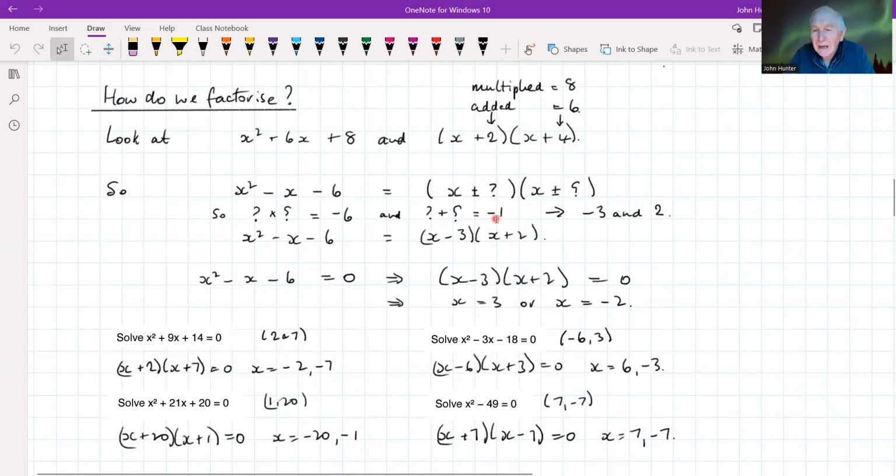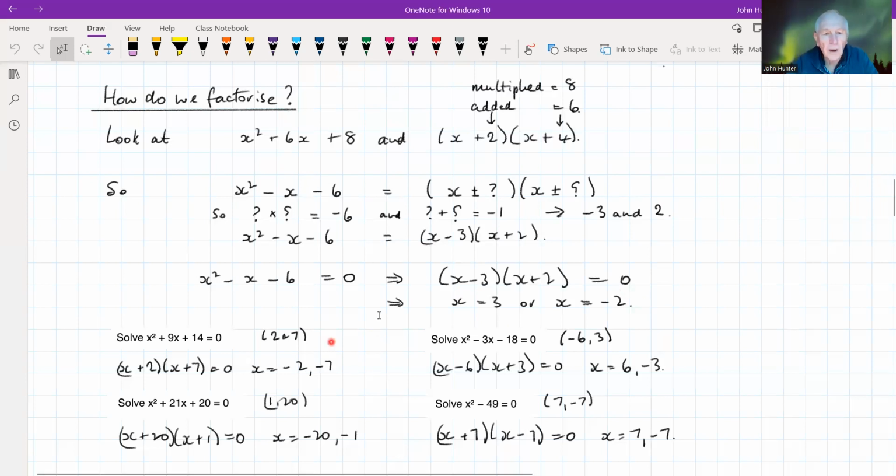At this point, you really need to try a few different options. If there's going to be a whole number factorization, then you're looking at either 3 and minus 2 or minus 3 and 2. But since these have got to add to minus 1 as well, that only leaves us with one option. So we can say that this is equal to this factorization here. In which case, as before, given that equation, x is going to be either 3 or minus 2. Okay, so that's factorization.